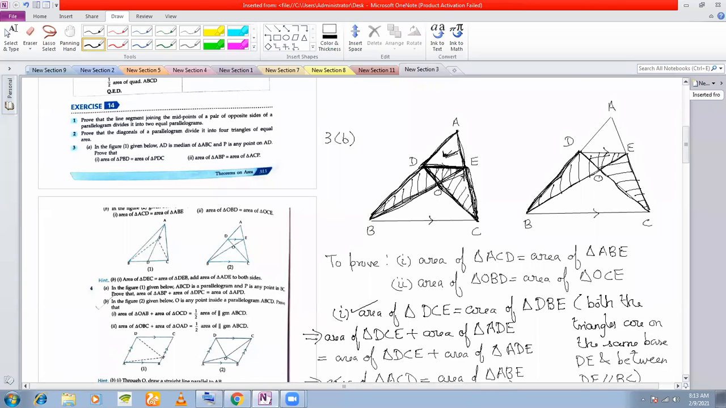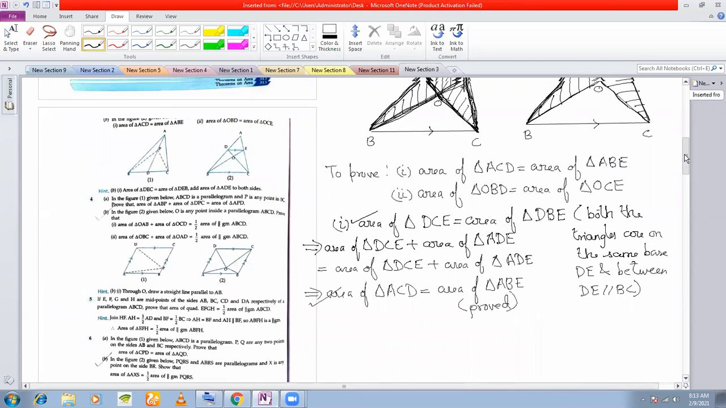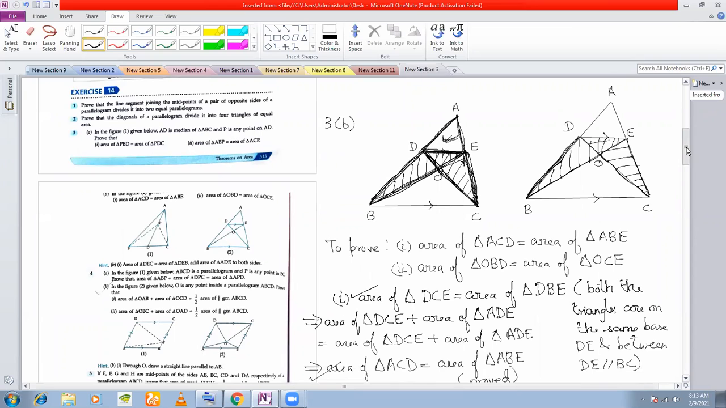This triangle is ACD. Now we'll start from here. No, because these two triangles are on the same base. No, we are starting from this triangle. These two triangles are on the same base and between the same parallel lines. So we again start from here. Okay, so these two triangles are on the same base and between the same parallel lines.